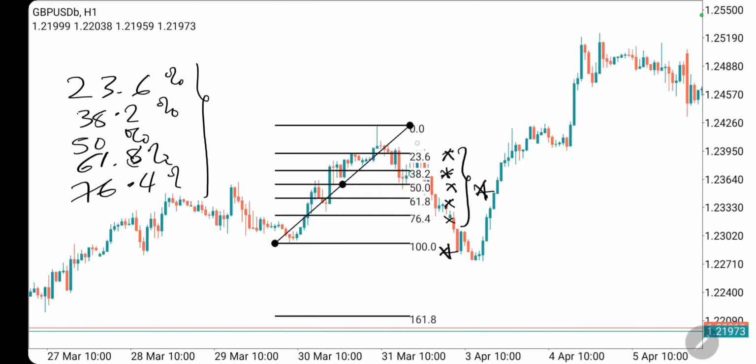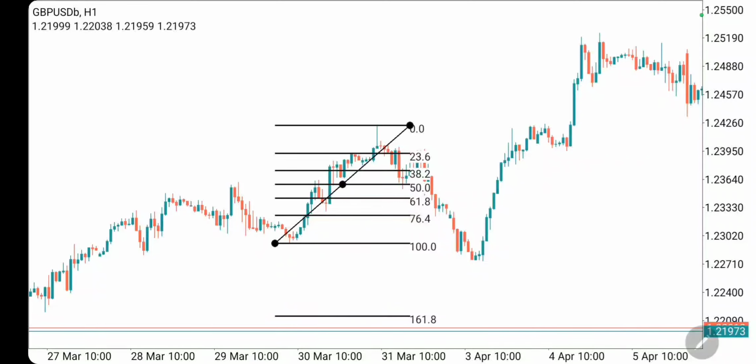So as this retracement is happening, it's supposed to take support from either 23.6, 38.2, 50, 61.8, or 76.4. But in this case, it passed through and took support from the 100 level. Hardly do we take support from the 100 level. So let's assume that the market took support right here.